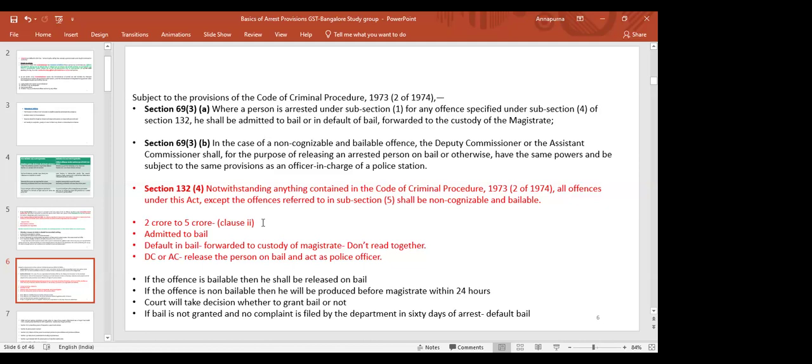That is because in 132, we have 4 clauses for imprisonment and fine. So clause 1 says if the tax evasion is above 5 crore, then the imprisonment will be not exceeding 5 years plus fine. And if the tax evasion is in the range of 2 crore to 5 crore, then the arrest will be not more than 3 years. So the imprisonment is not exceeding 3 years. So basically, if we read that, it is covered only for clause 2 and not clause 1, because clause 1 is already covered above. So this is covering clause 2 of 132.